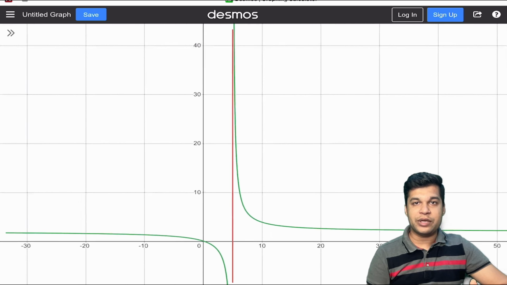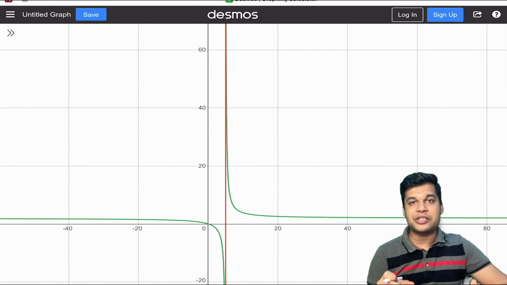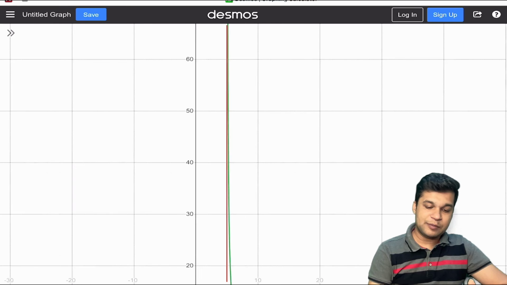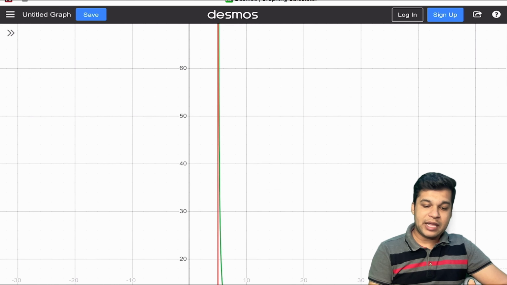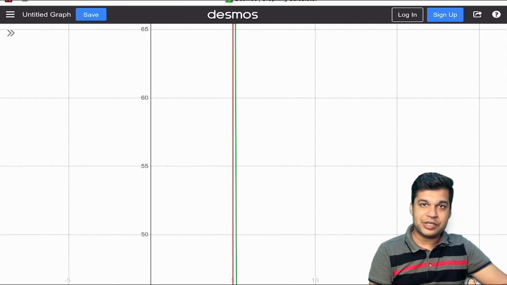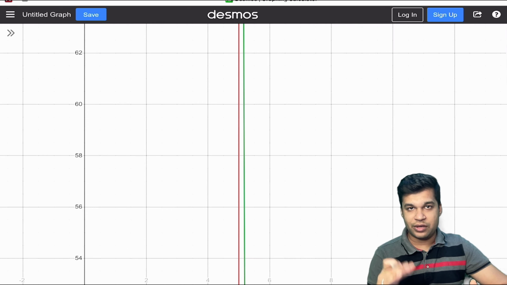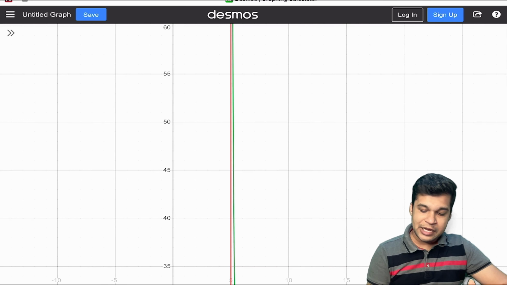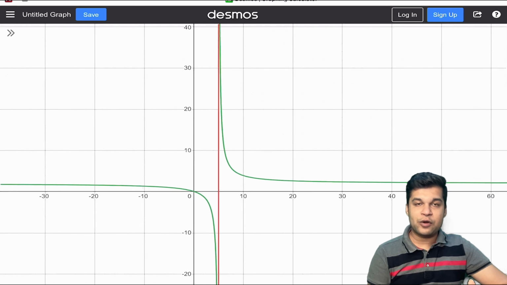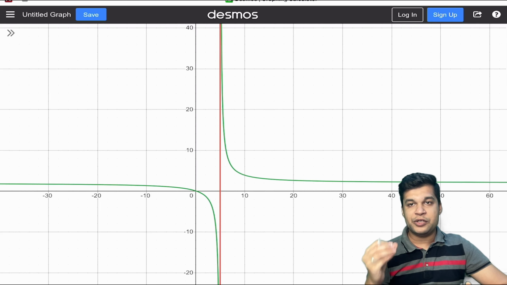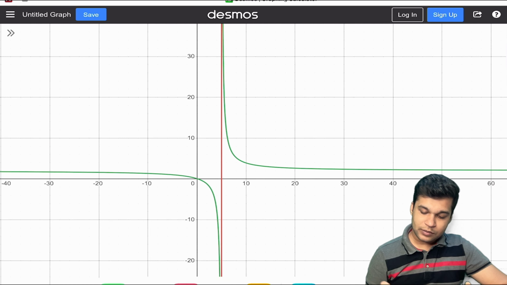This red line over here, if I zoom out, you will say that the line is touching the curve at y equal to 60, right? At this point. But if I zoom in at 60, you see there is a lot of difference. There is a gap. It's not touching, right? So this red line over here is your vertical asymptote.